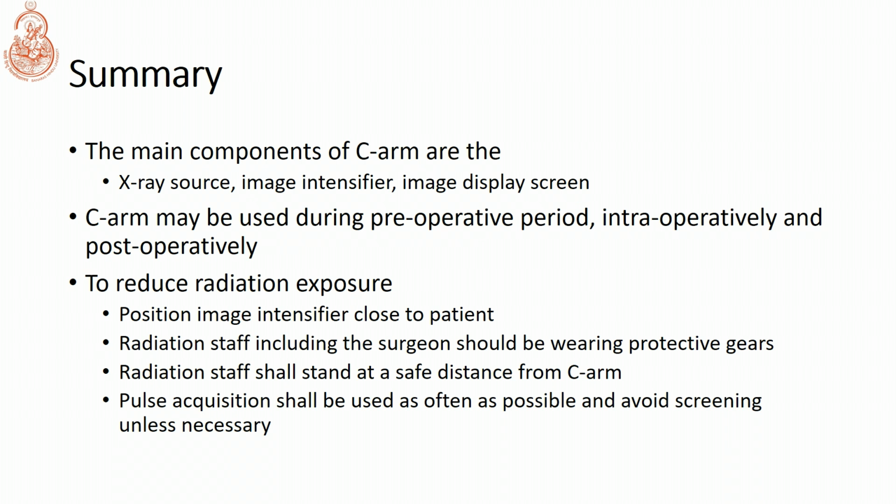Coming to the summary of this class, we learned about the components of the C-arm. It has an X-ray source, an image intensifier, an image display screen and a collimator. The C-arm can be used on different occasions: preoperatively for diagnosis, intraoperatively to know the status of the technique that I have done, and post-operatively to know how perfect the fixation has been.